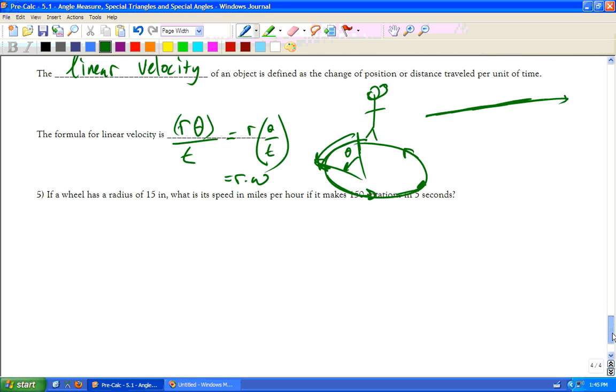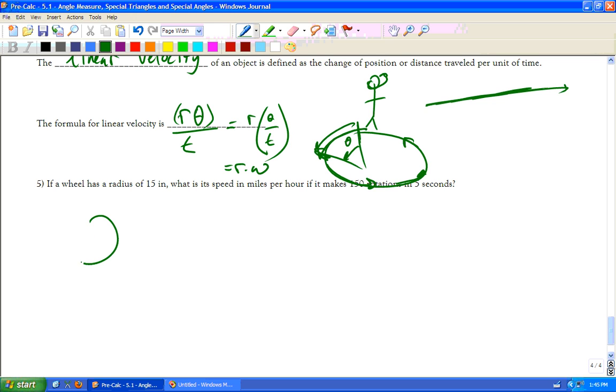Looking at a simple question: a wheel has a radius of 15 inches. What is its speed in miles per hour? Talking about miles per hour is looking for its linear velocity, if it takes 150 rotations in 5 seconds. Well, let's think about this. We can say the linear velocity will equal r times omega, and I think this one's easy to go with because they're telling us our omega.